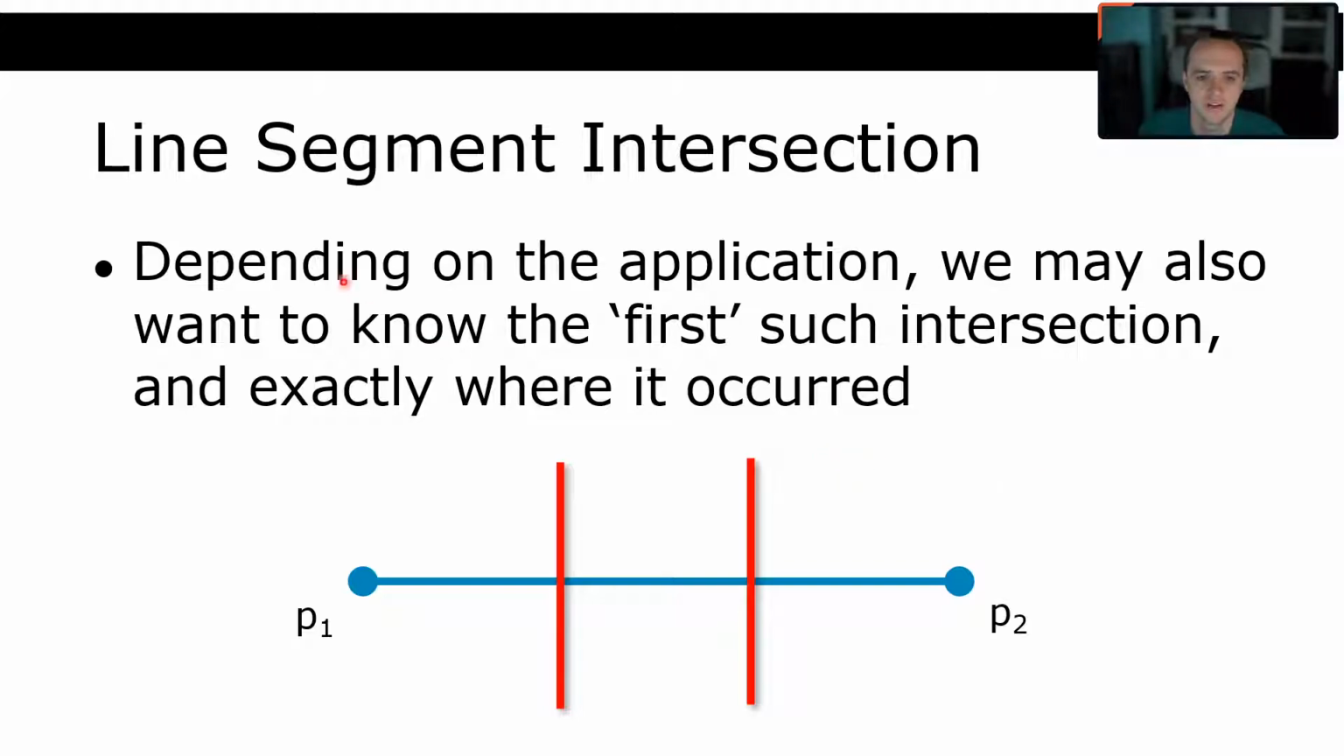The next step is not only is there an intersection, but maybe where is the intersection? So depending on the application, we may also want to know where the first such intersection occurred. For example, if I'm shining light out from P1 to P2, then it doesn't make sense for light to hit all these things, right? It only makes sense for it to travel from P1 and hit the first wall and then stop there. And so what I want to know is not only is there an intersection, but where was the intersection? And not only that, but where was the first intersection? Okay, so this is what we want to calculate: not only the Boolean, but this location right here.